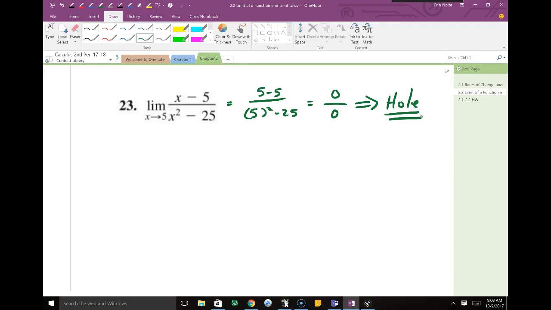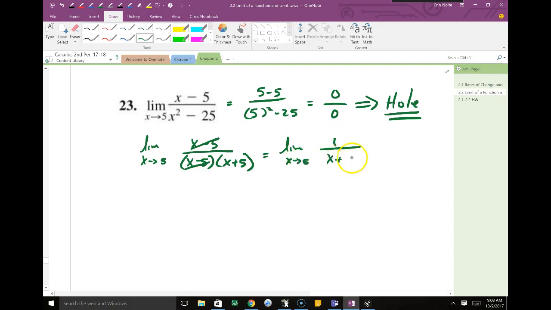All I have to do is simplify the function. If you look at this function, the top is linear, but the bottom is a quadratic piece. That quadratic piece can be factored. What is it factored to? x minus 5 and x plus 5, a difference of squares. And what do you notice about the top and the bottom? They cross out. So what's left over? 1 over x plus 5.